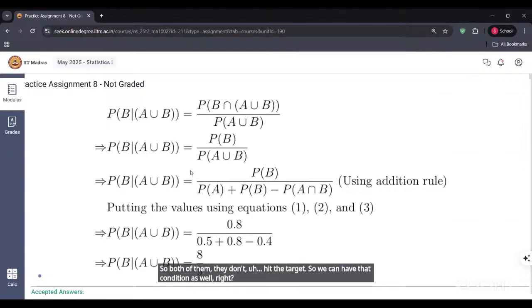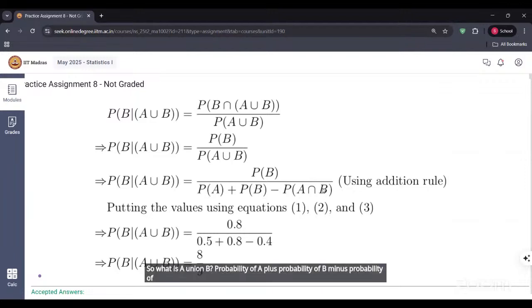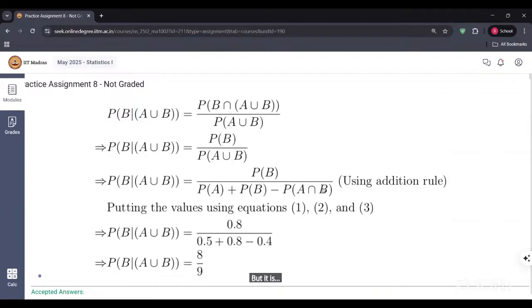But what is A union B? Probability of A plus probability of B minus probability of A intersection B, correct? Just go through the formula. But how can we have that both don't hit? Because in the question it is mentioned that at least one. We are subtracting that thing, na?